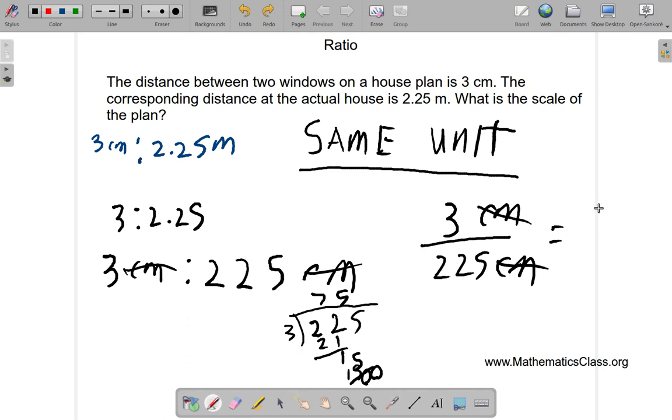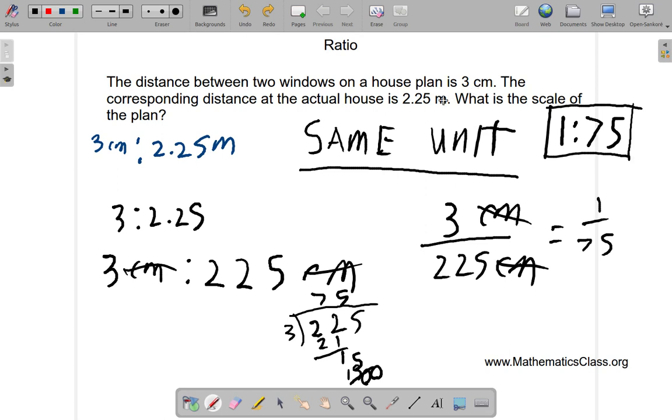All right, so it's really 1 to 75. So it's 1, that's the distance on the plan, to 75, the distance at the house. It's a fraction, but we write it in the form of a ratio. So the answer is 1 to 75. And this is what we have. All right?